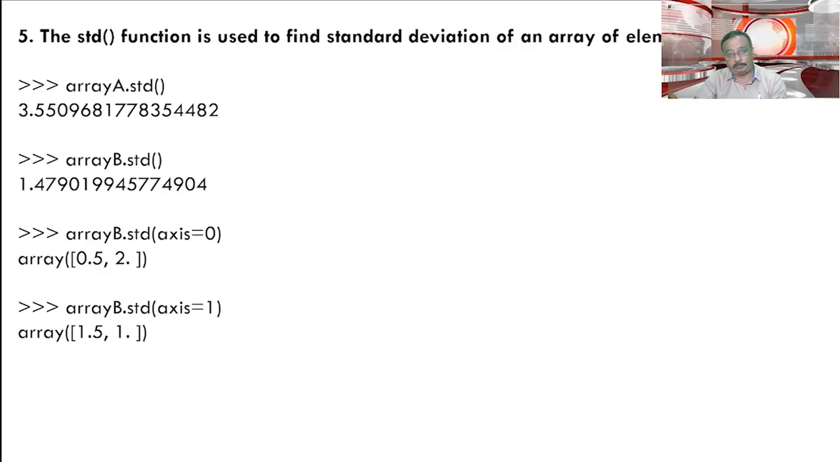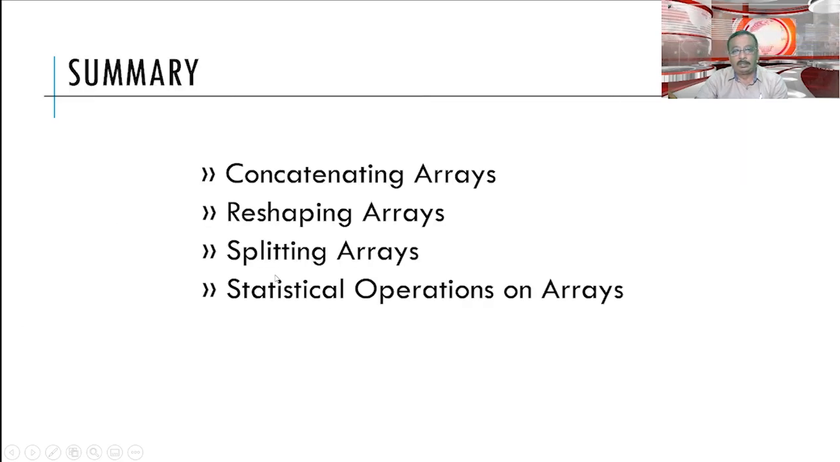Using these statistical functions. And the last function is the standard deviation function, which can be used with the ND array. So array A dot standard deviation will give you the standard deviation of all the values available in the particular array, and similarly for B. For row-wise and column-wise standard deviation, we can specify axis equal to 0 and 1 and find the standard deviation row-wise and column-wise.